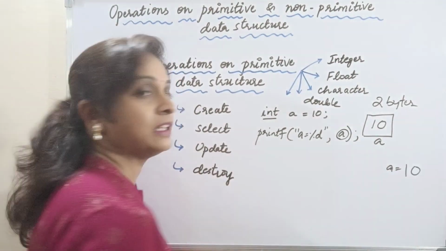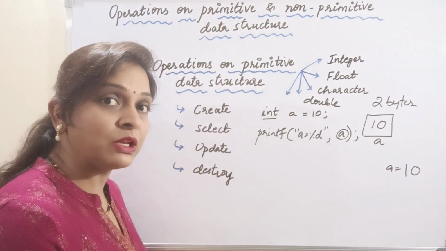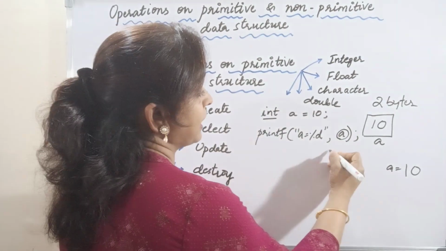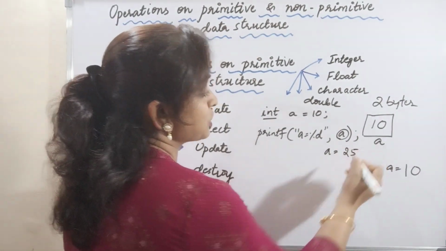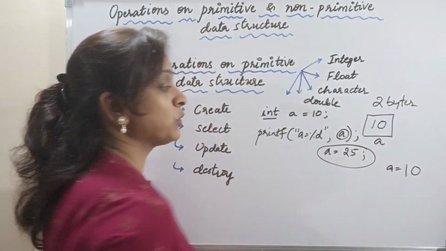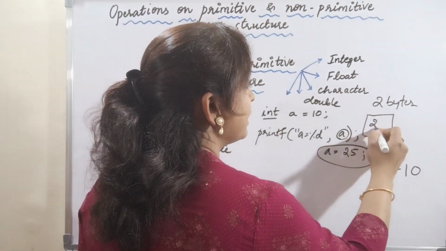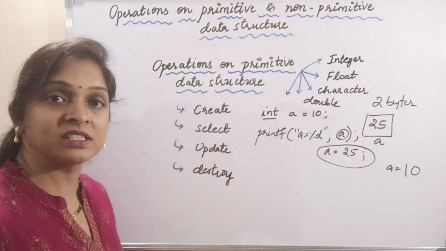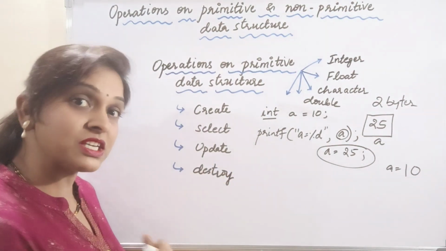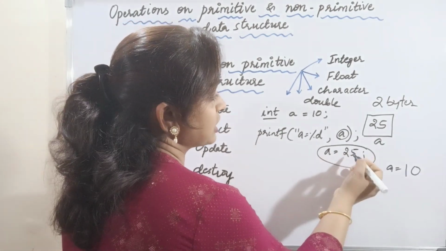So I'm printing a. Then as I want to change this, I say enter a new value, I say scanf, or if I simply change after this line, I just say a equal to 25. So I am trying to change this value. Then a new value will be overwritten on this. So this is nothing but doing changes, which is the next operation, which is update. Update means I am trying to change the value.